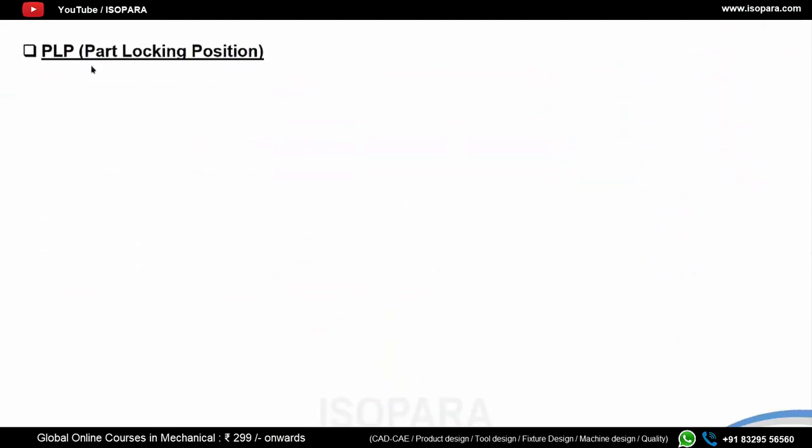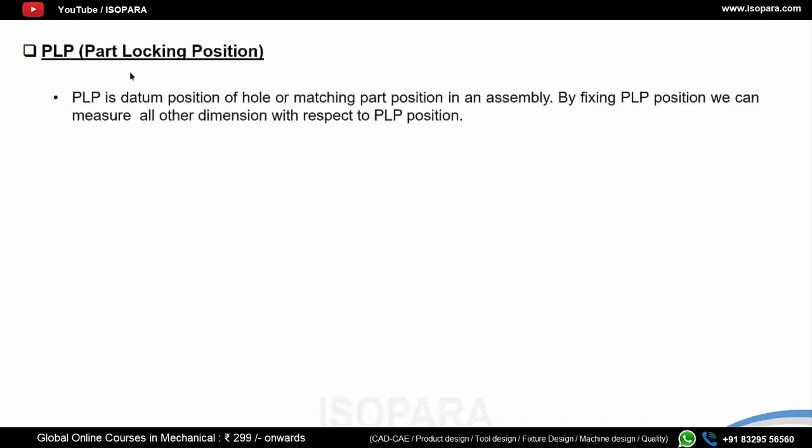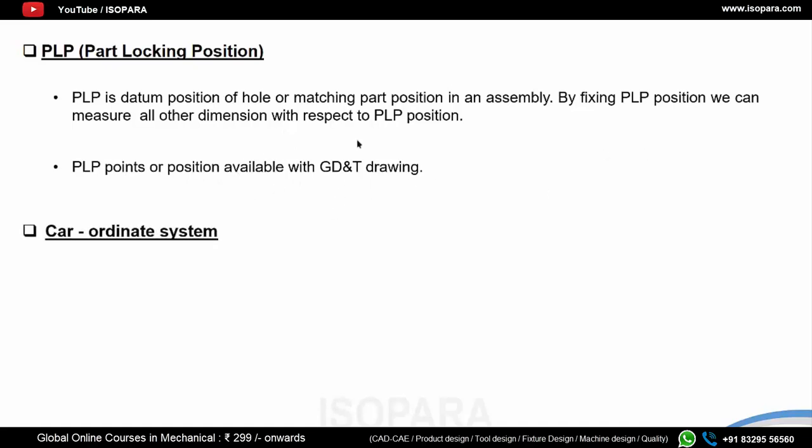Similar to the RPS, we have PLP, that is part locking position. PLP is a datum position of a hole or matching part position in an assembly. By fixing a PLP position, we can measure all other dimensions with respect to the PLP. So you are simply defining a datum or a reference, or you can say a zero, from which you can measure your values. PLP points or positions are available with GD&T drawings, so these are also given along with the GD&T drawings or the 2D sketch.